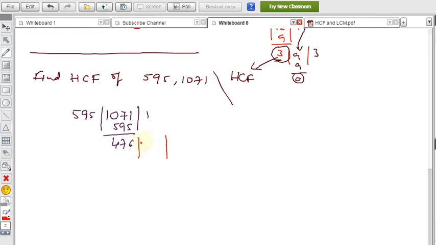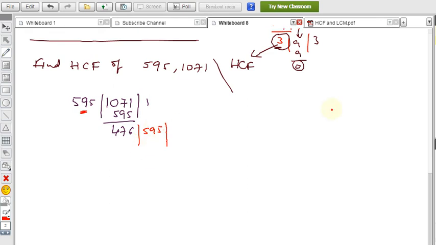Again that 595 should be written in this place. This one should again be like the dividend. Every time the divisor becomes the dividend. Again 476 ones are 476. If you subtract, you get 119. Okay, let us continue the same process.